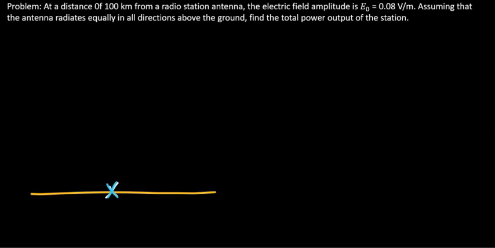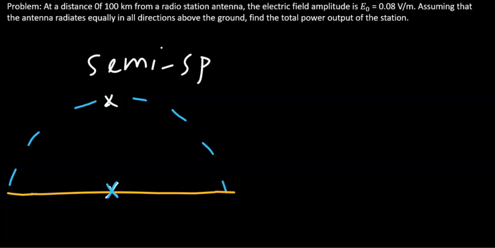So at a distance of, let's say, 100 kilometers, and it is radiating equally, so we can assume that the radiation spreads spherically like that, creating a volume of a semi-sphere, because the source is on the ground.